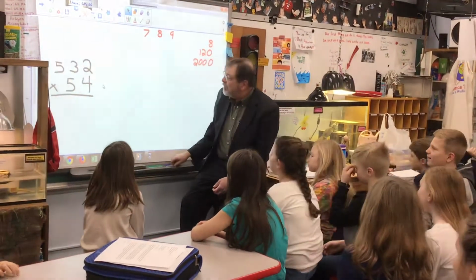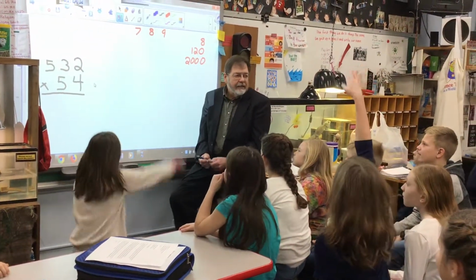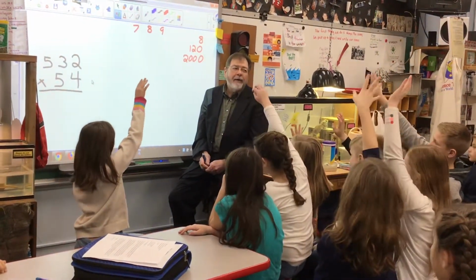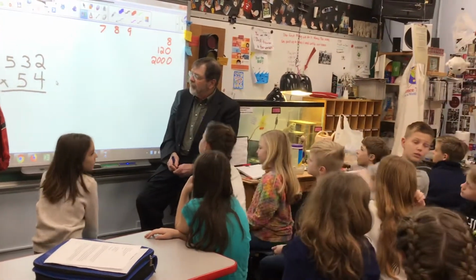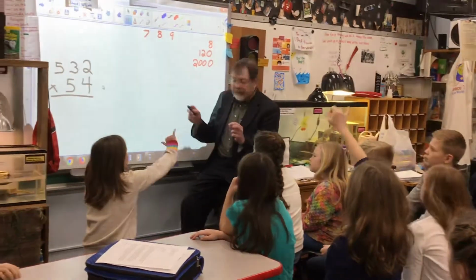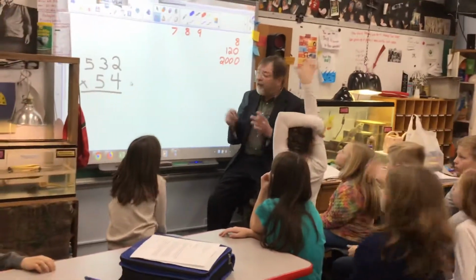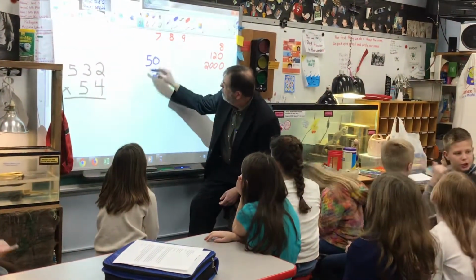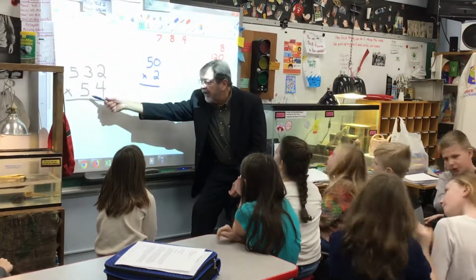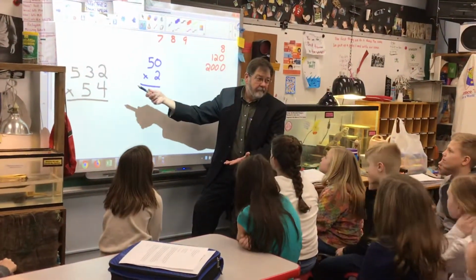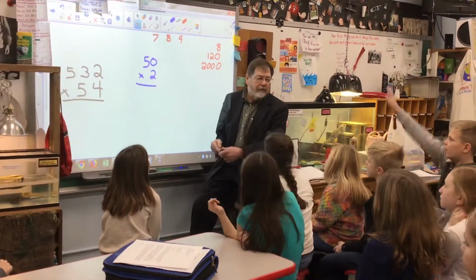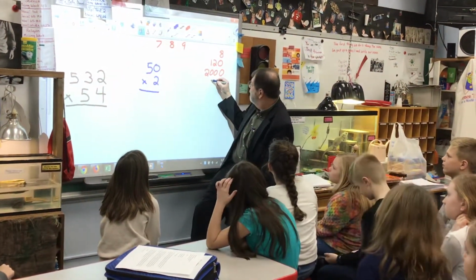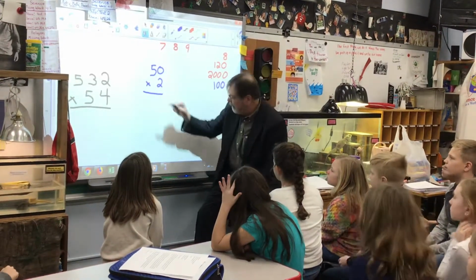All right. Now I'm gonna switch colors. What's my next task? I'm gonna call on Louise. 5 times 2. All right. Now the question is, is it 5 times 2? 50 times 2. Okay, because the 5 is in the tens place. Okay, can somebody mental math that for me real quickly? Ava? 100. Okay.